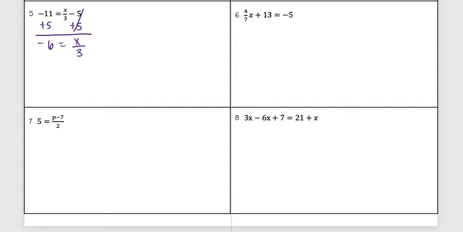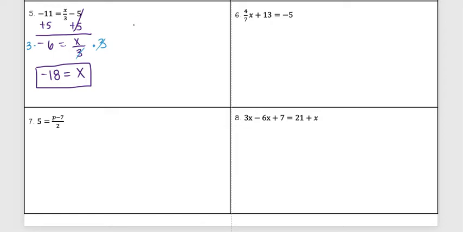Well, I know the opposite operation from division is multiplication, so to undo that division, all I'm going to do is multiply both sides by 3. When I do that, those cancel each other out. And so I get negative 18 is equal to x.